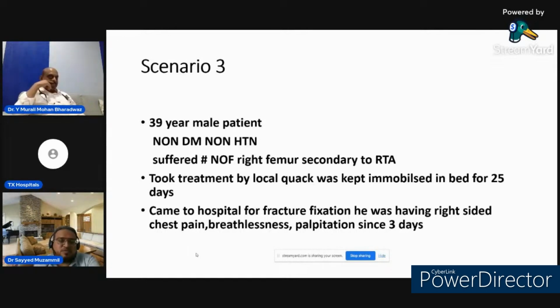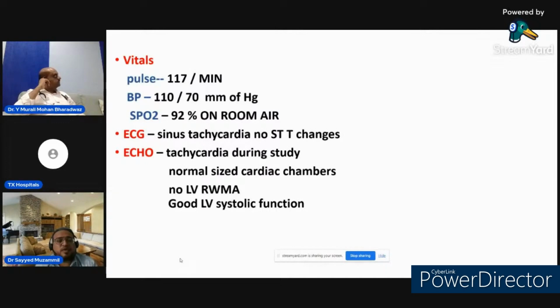So he was brought to hospital for fracture fixation, and I was given a consultation to clear this patient for hip surgery. When I saw this patient, he was having right-sided chest pain. He was breathless, and he had a complaint of palpitation since 3 days. His pulse was 117 beats per minute. Blood pressure was 110 by 70. Saturation was 92% on room air. ECG revealed sinus tachycardia with no ST-T changes, while echo revealed tachycardia during the study, normal size cardiac chambers, no regional wall motion abnormality, and good LV systolic function.